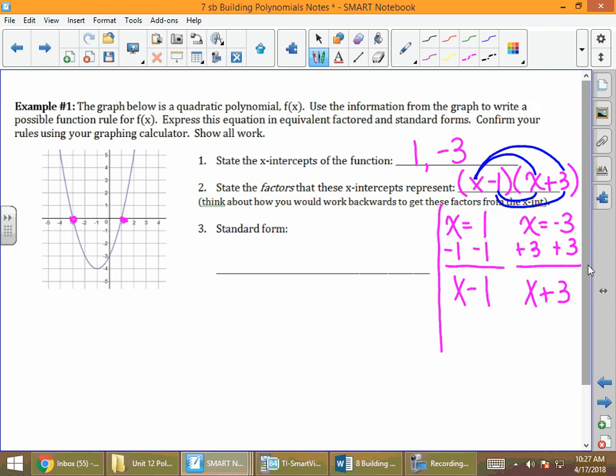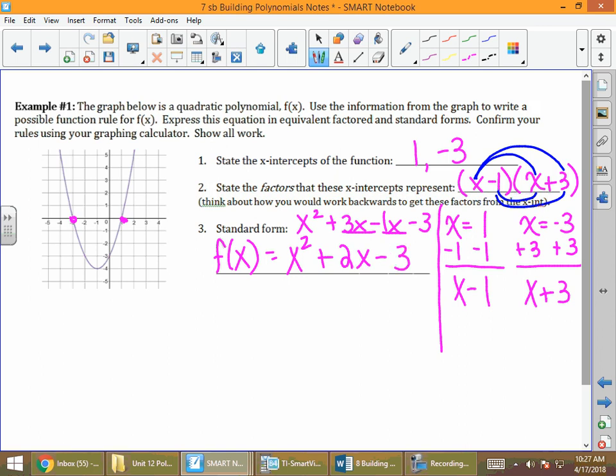X times x is x squared. X times 3 is 3x. -1 times x, and -1 times +3 is -3. And then to write it in standard form, we can combine our like terms, the 3x minus the 1x. We get x squared plus 2x minus 3.